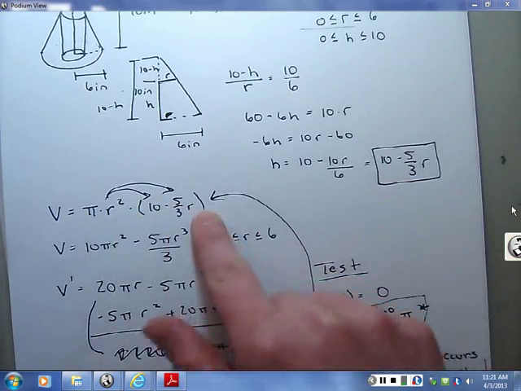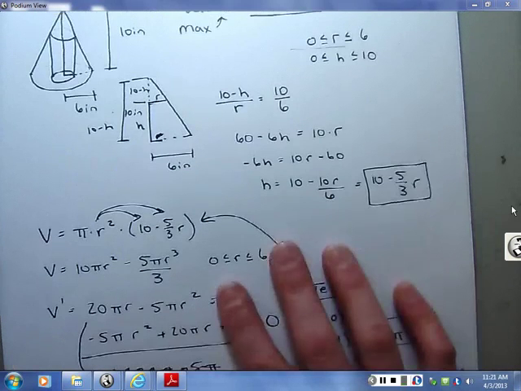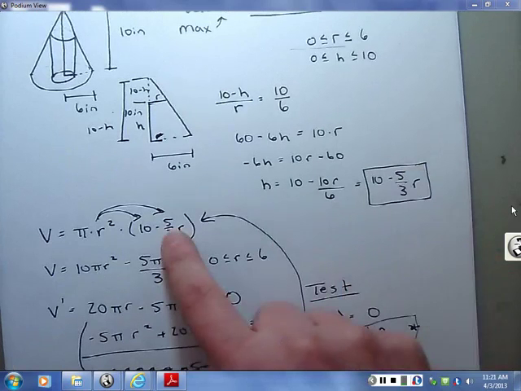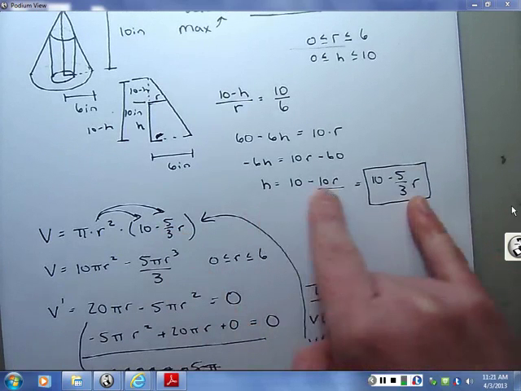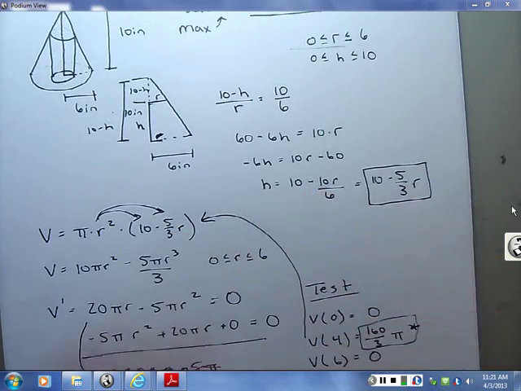So if you want to plug r back into h, this is the r in the other one, like h equals 10 minus this. Do we have to plug in 4? Yes, r. Yes, to find what h is when r is 4. So you're finding what the height of the cylinder is when the radius is 4.